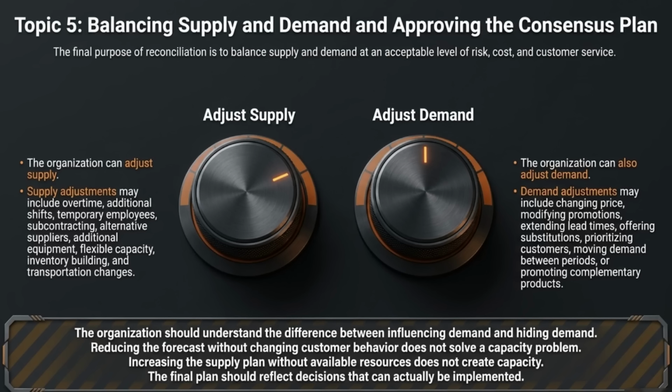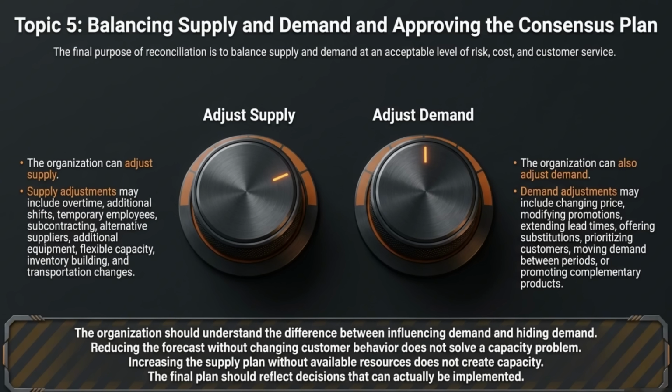Topic 5. Balancing supply and demand, and approving the consensus plan. The final purpose of reconciliation is to balance supply and demand at an acceptable level of risk, cost, and customer service. The organization can adjust supply. Supply adjustments may include overtime, additional shifts, temporary employees, subcontracting, alternative suppliers, additional equipment, flexible capacity, inventory building, and transportation changes. The organization can also adjust demand.